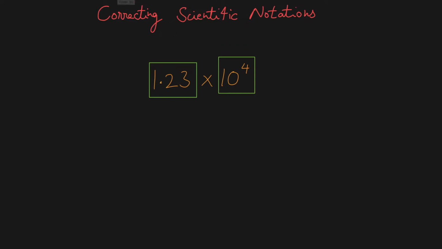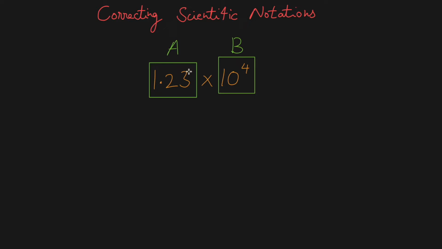So the rule is that, just for your explanation, let's say this part is a, and this part is b. Looking at part a, the first digit should be non-zero. Let me clear it out. And then we introduce a decimal point here. So the first digit should be non-zero, and then we introduce the decimal point. This is the rule here.